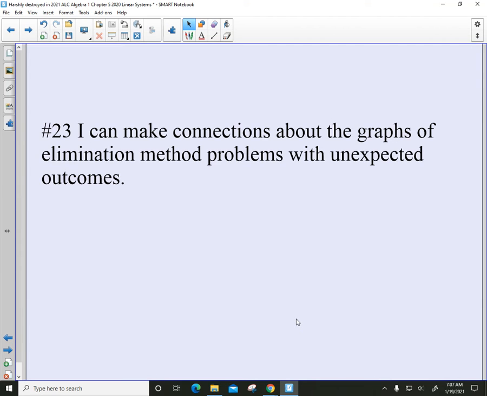Hey, we're going to finish up on elimination problems, and these are ones that were available in the Pear Deck, but I'm also going to walk them through as an Edpuzzle instead. So if you did complete them in the Pear Deck, you can disregard this Edpuzzle. All right, and this is number 23. I can make connections about the graphs of elimination method problems with unexpected outcomes.